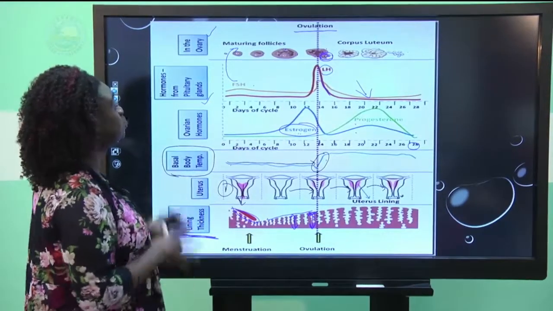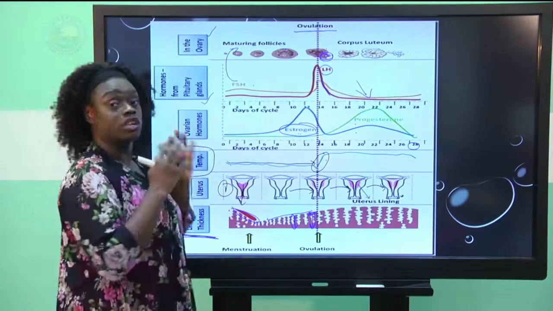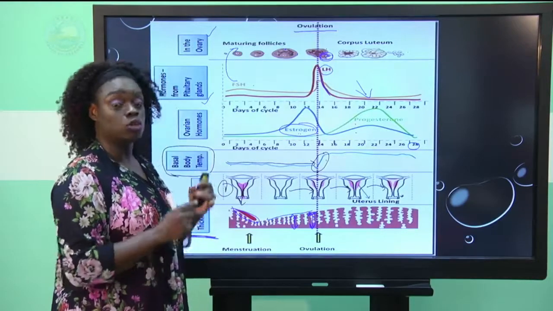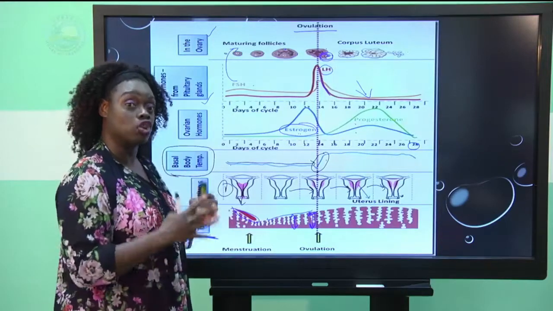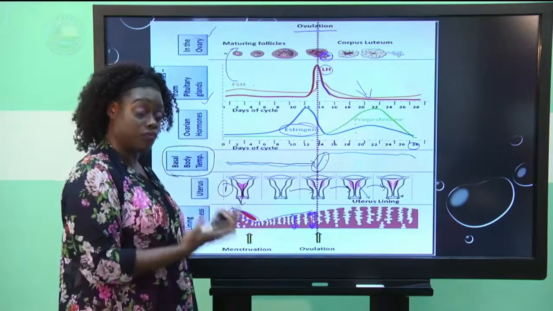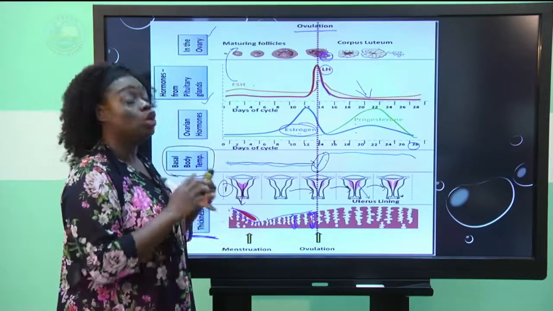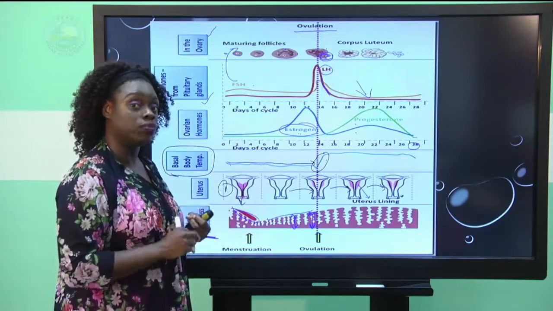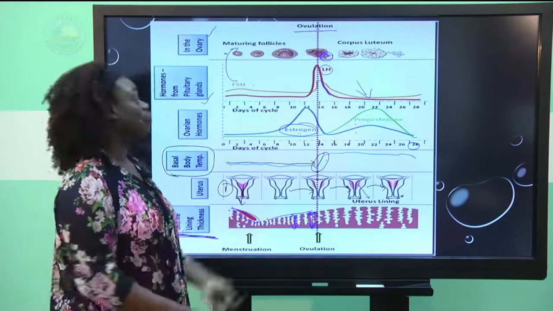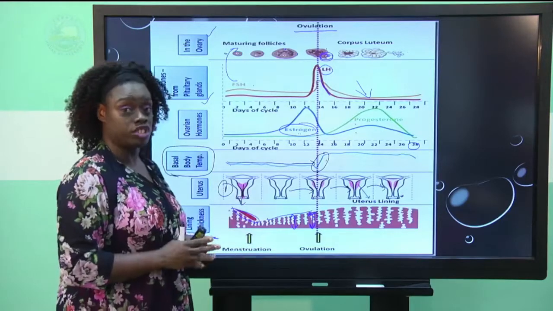So this is the menstrual cycle. It is hormone driven. We talked about follicle stimulating hormone, which is the hormone that encourages the follicles to develop. Then we have luteinizing hormone, which is solely responsible for ovulation. Then we talked about estrogen.